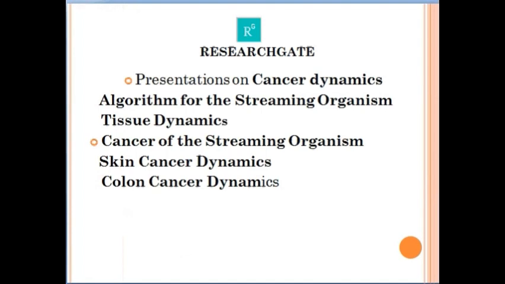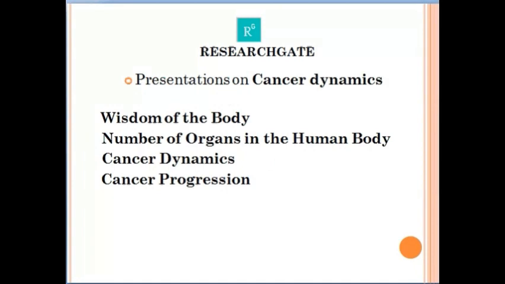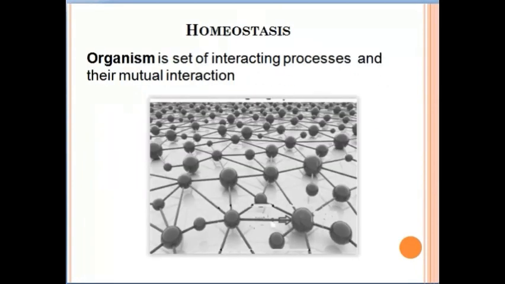This is a part of my presentations on cancer dynamic, which were published in ResearchGate, and here you have the previous chapters. So what are we talking about? We are talking about the complexity of the organism. And the organism is a set of interacting processes and the mutual interaction, and the organism maintains homeostasis and creates homeostasis.